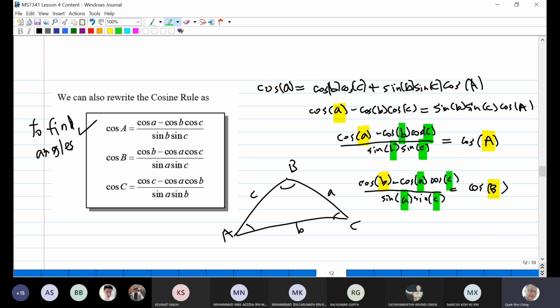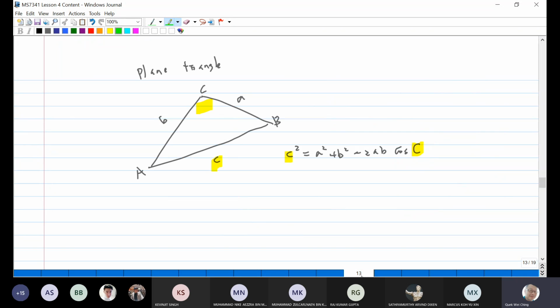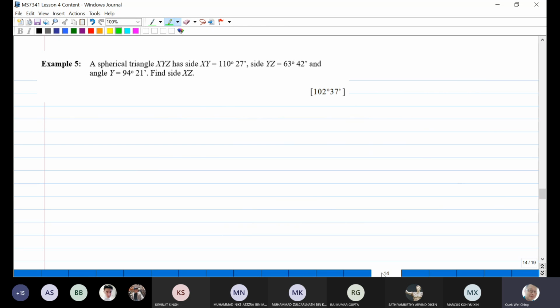Okay, so let's look at an example of how to use it and see the nature of the question. It is a plane triangle, as I mentioned to you. Example 5.